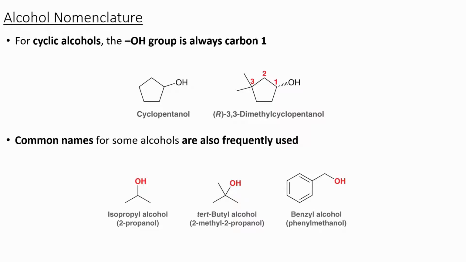We also have some common names for some alcohols. So we have 2-propanol, that would be isopropyl alcohol. Tert-butyl alcohol, that would be 2-methyl-2-propanol. And then also benzyl alcohol, don't get this confused with phenol. It's close to phenol, but there's an extra carbon, right? So this OH is attached to an sp3 carbon. In phenol, we're attached directly to the benzene ring, and that would be an sp2 carbon.